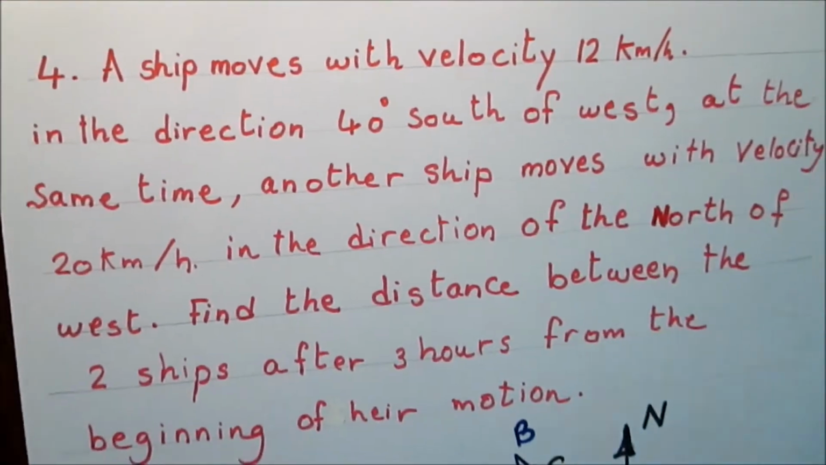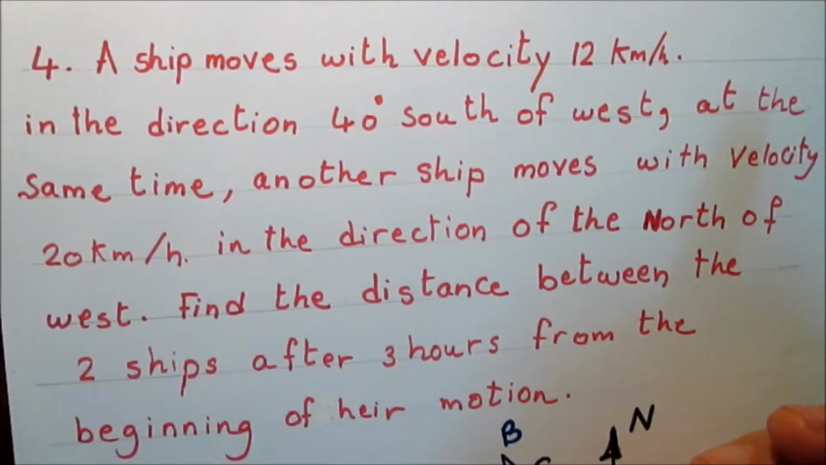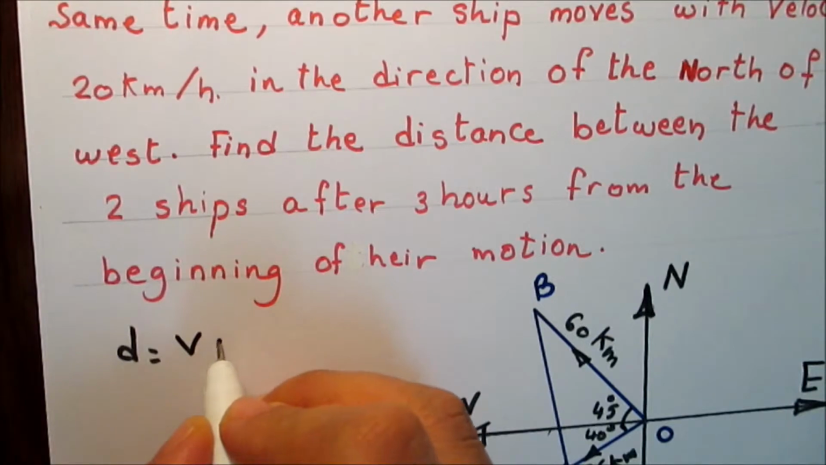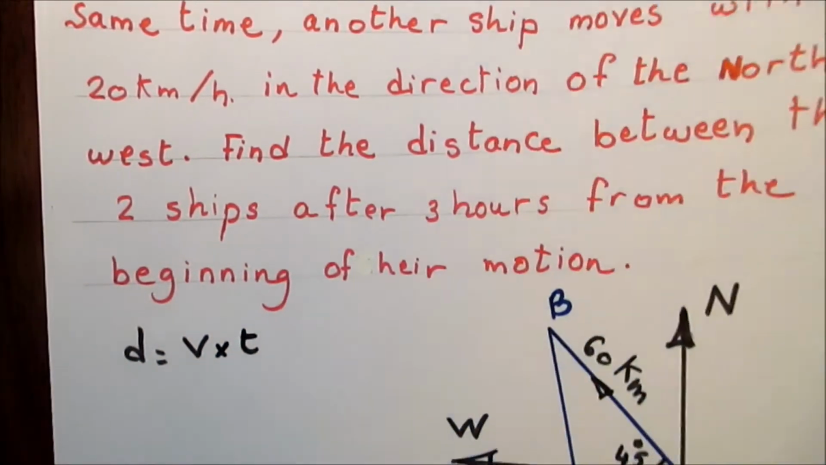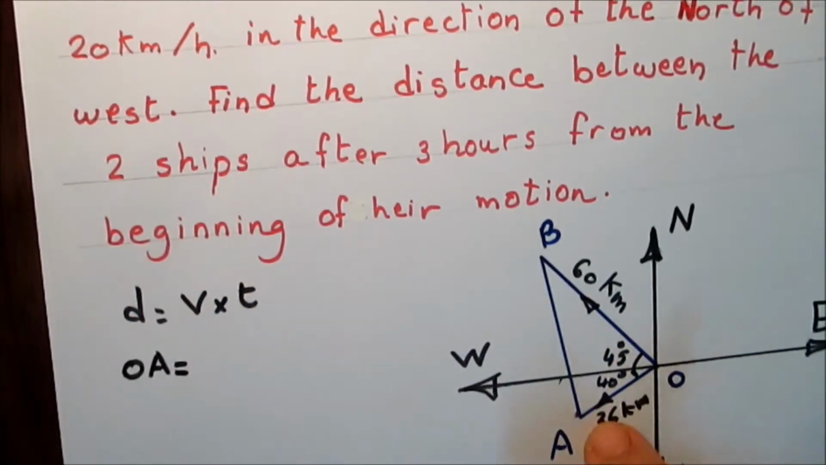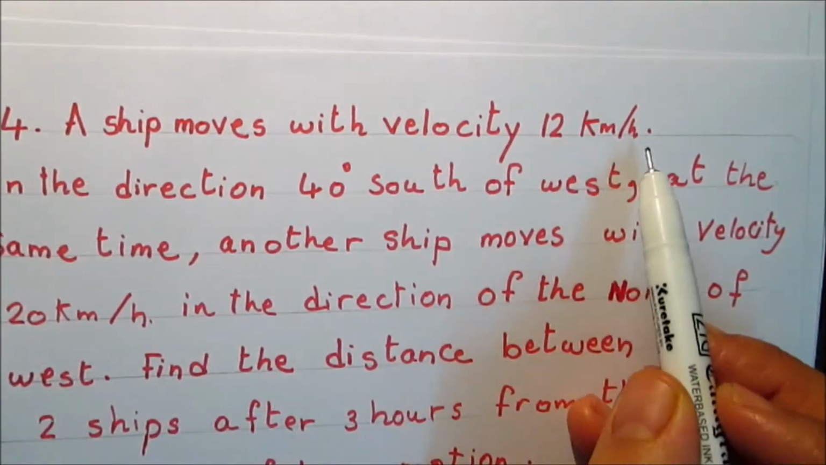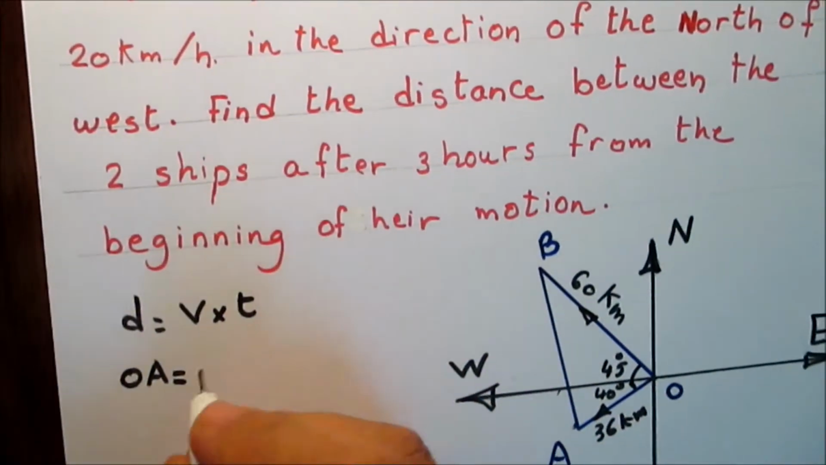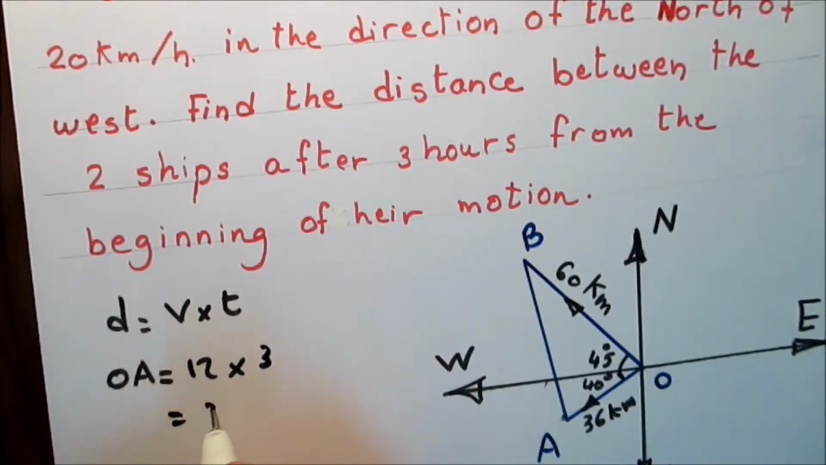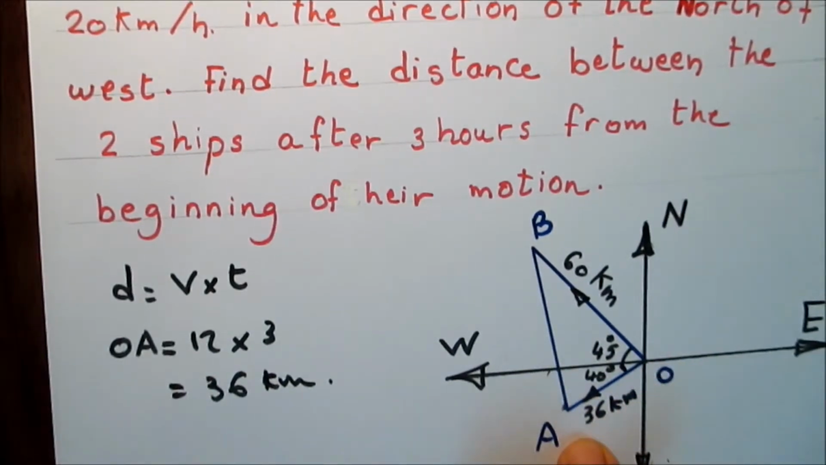The first ship moves with a velocity of 12 km per hour. So in 3 hours, the distance equals velocity times time. The distance covered by the first ship, OA, equals the velocity of the ship, 12 km per hour, times 3 hours, to be 36 kilometers. This is the distance covered by the first ship.